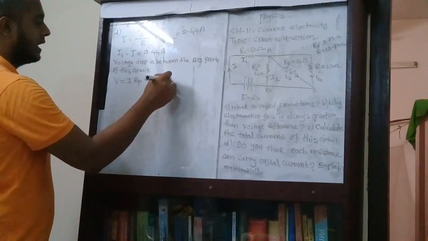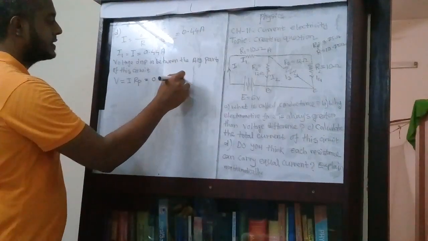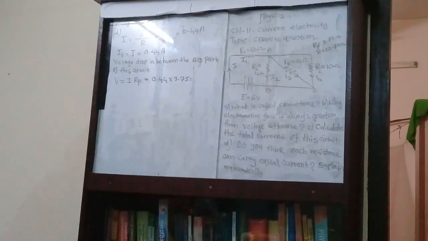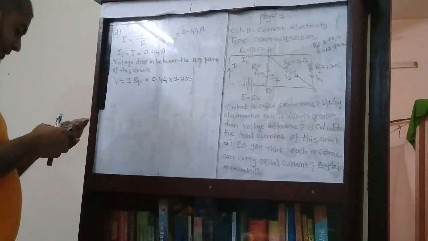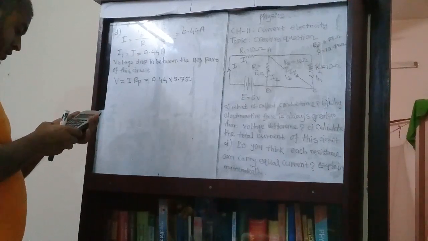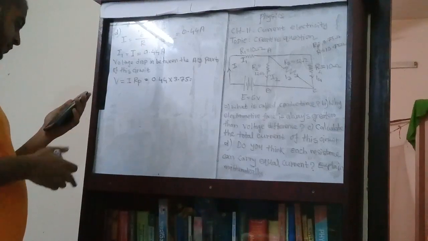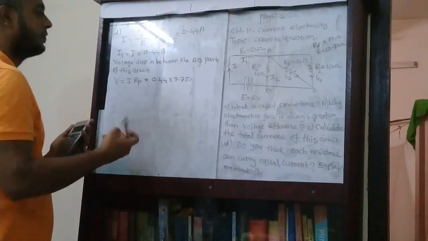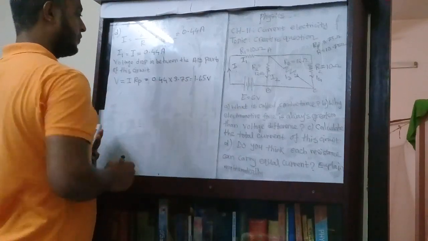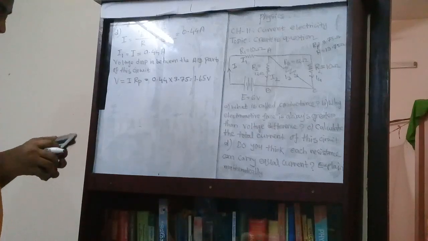0.44 and here RP, that is 3.75. So the total voltage drop is 0.44 into 3.75, that is 1.65 volt. That is 1.65 volt.